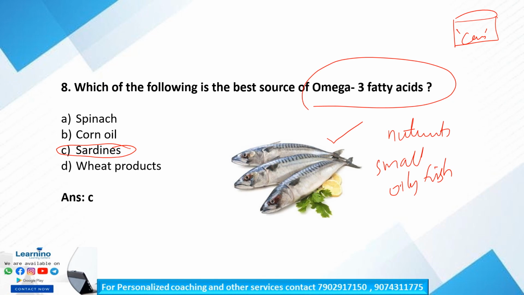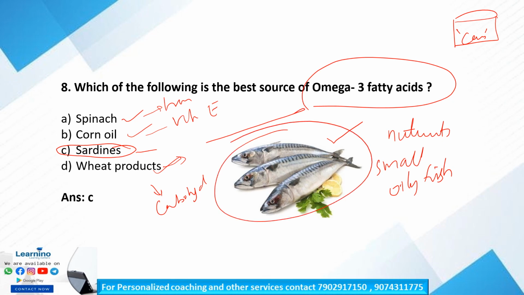So what about spinach, corn oil and wheat products? Among these options, sardine is a fish, and it provides omega-3 fatty acids. Wheat products are carbohydrates, corn oil is vitamin E, and spinach is iron content. Sardine fish provides omega-3 fatty acids. So this is a sardine fish.